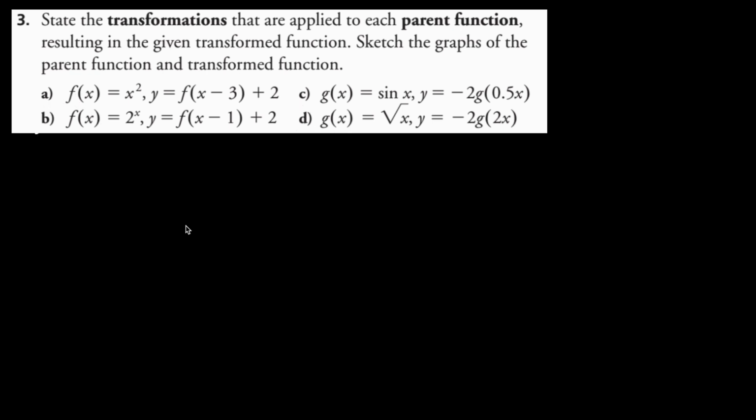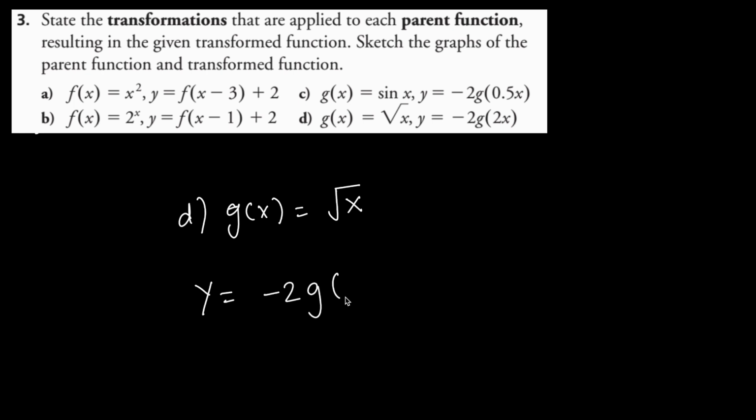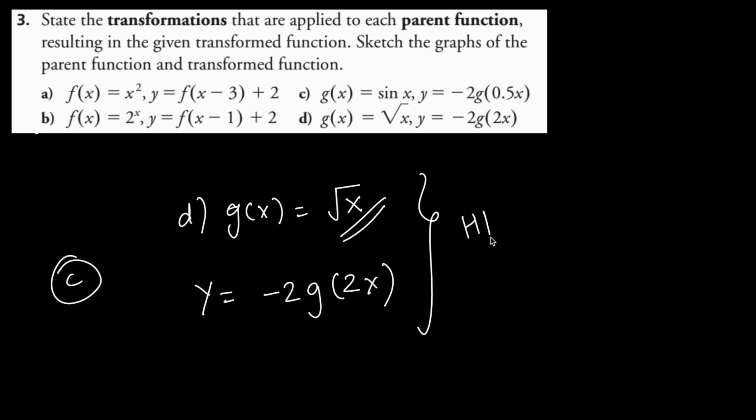So this D part, where I have the function g(x) as square root of x and the transformed function y as negative 2g(2x), is very similar to question C. The only difference is the graph of root x is going to look a little different from the graph of sine x. Maybe not a little, a lot different. However, try to solve this question and let me know in the comment section how you found this question.